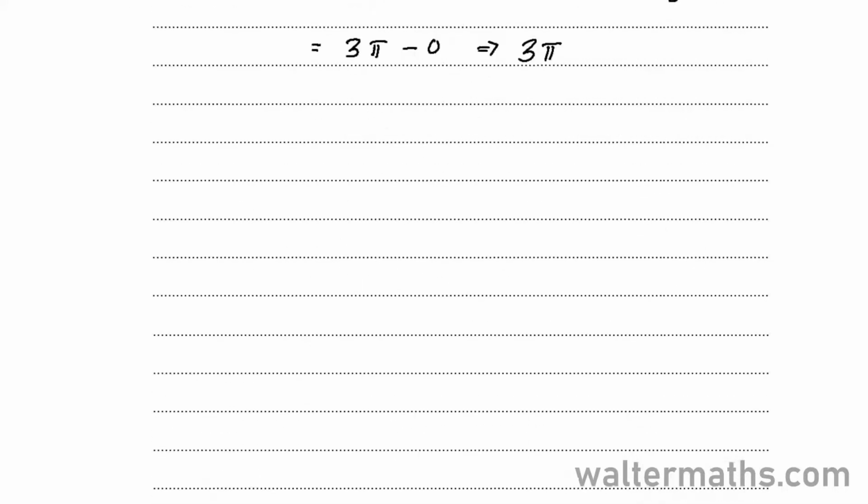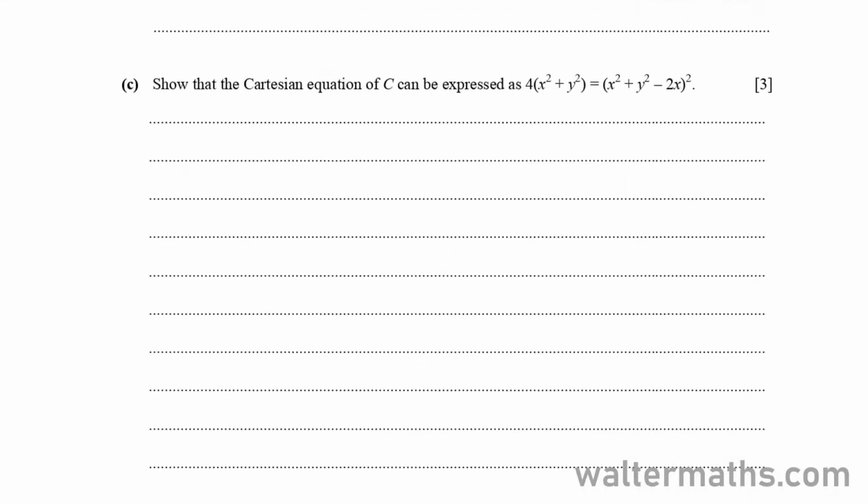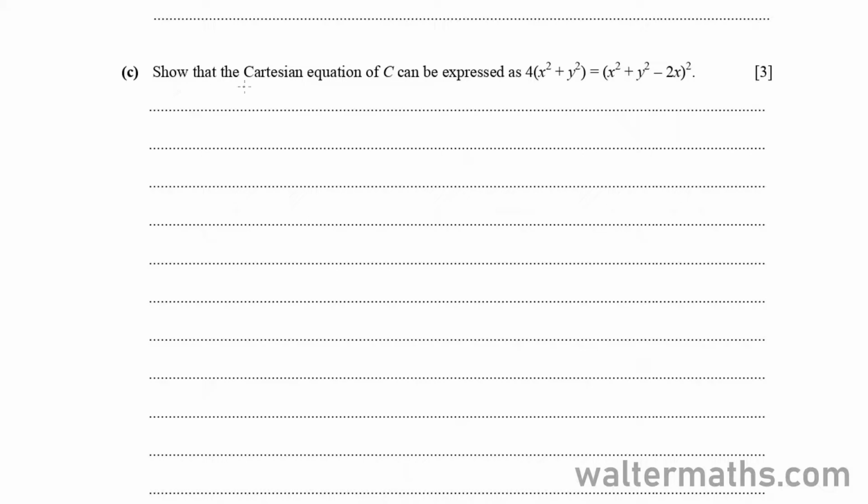Next, we go on to part C. It says, show that the Cartesian equation of C can be expressed as 4 of x squared plus y squared equals x squared plus y squared minus 2x all squared. So we have the polar equation as r is equal to 2 plus 2 cos theta.